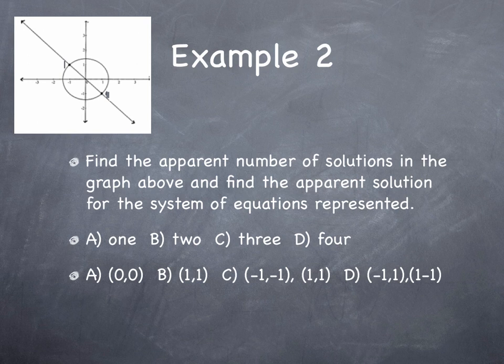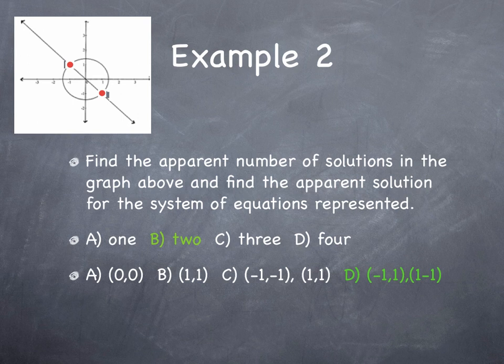This is another type of nonlinear equation you are likely to see on your SOL. You will be asked one of two questions. Find the apparent number of solutions in the graph above, or find the apparent solution for the system of equations represented. The answers to both questions can be found just by looking at the graph. We can see that the line intersects the circle at 2 points. Thus, your answer for the first question is B, 2.